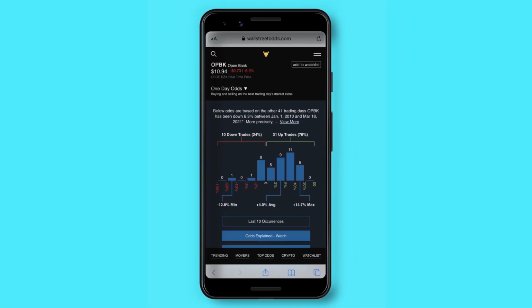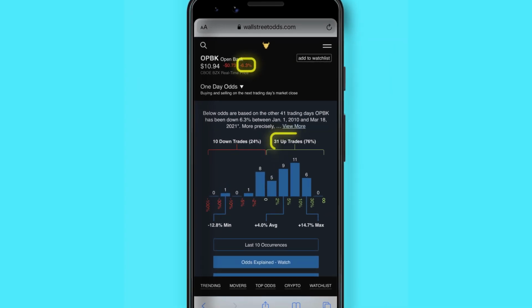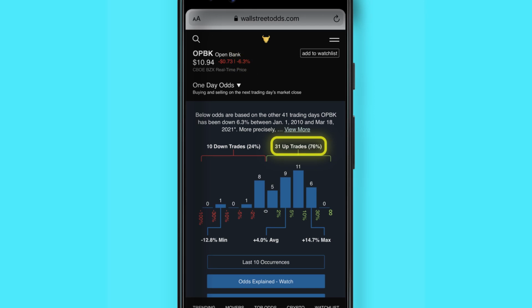Other stocks demonstrate strong reversal tendencies, meaning they are historically more likely to move up if they have just experienced a down move, and vice versa. Open bank on trading days when it is down 6.3% would be an example of that. These two anomalies are thought to be caused by certain stocks being traded by groups of investors that regularly over and underreact to news and other items that affect the stock price.